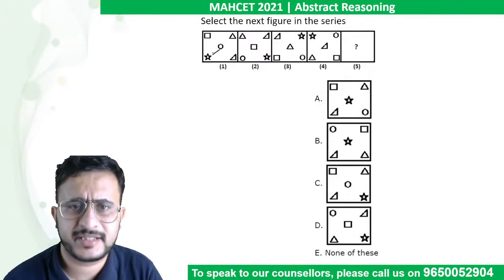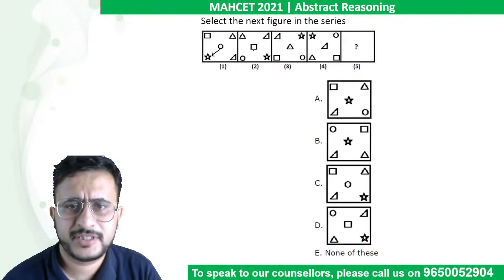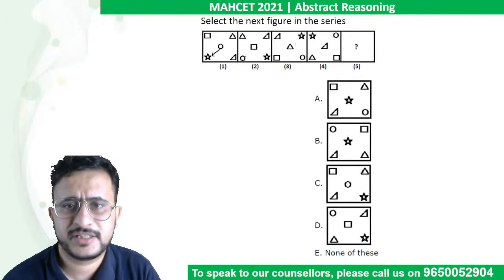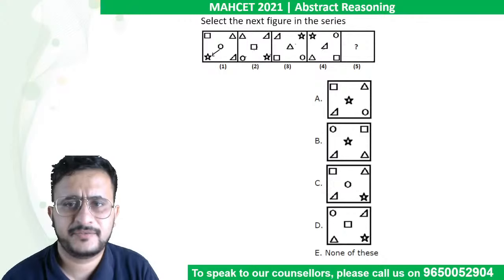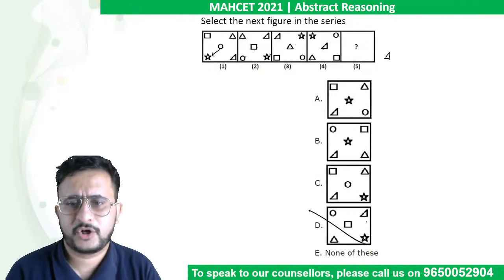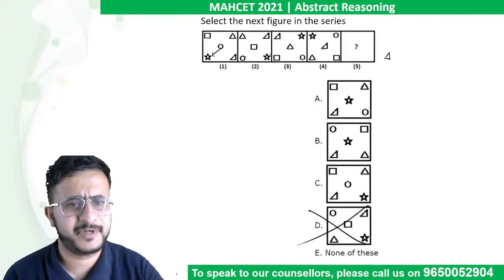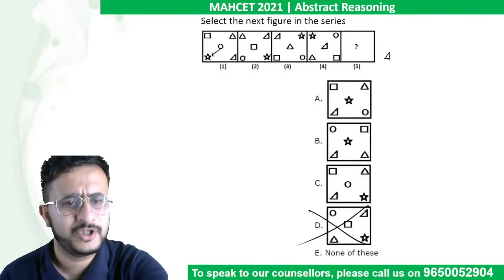This was at the center. This moved this side. Now if you see this, this was at the center. This moved here in the next image. Center triangle came here. So in this case, what will happen? The triangle will come this side, right? So this is a triangle. So this option D gets eliminated. We can eliminate option D. We are now left with 3 options.